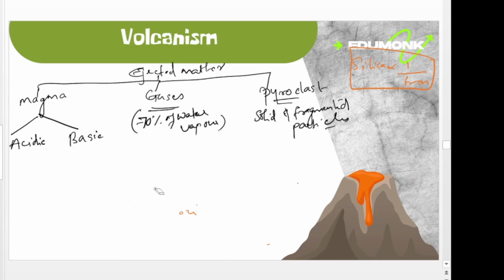Then we can move to gases. These gases contain 70% of water vapor. That means most portion of the gases is water vapor. Then pyroclast is the solid and fragmental particles. That means dust. We can say it's a kind of dust or some small particles. These pyroclasts can be classified into four. First one is volcanic ash.